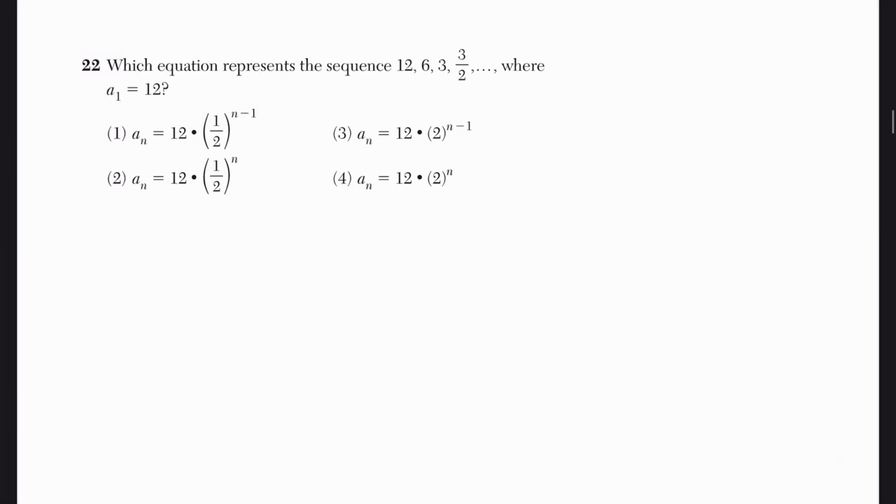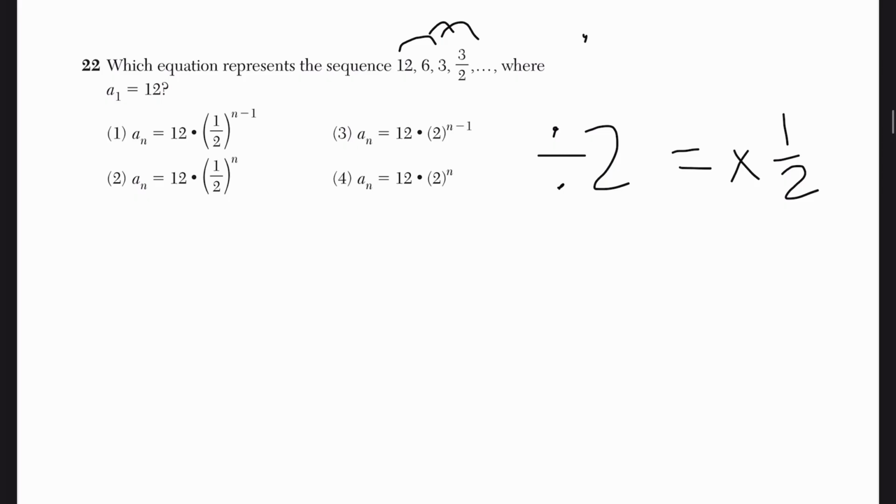Okay. So we got a sequence here. It is geometric, and we could see that it's basically dividing by 2, but dividing by 2, just remember that's the same as multiplying by 1/2. A little keep change flip action. The first term is 12, and the common ratio is 1/2.